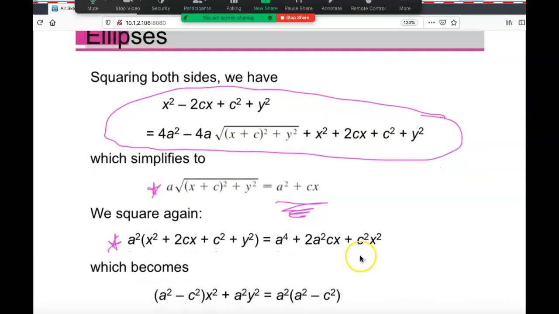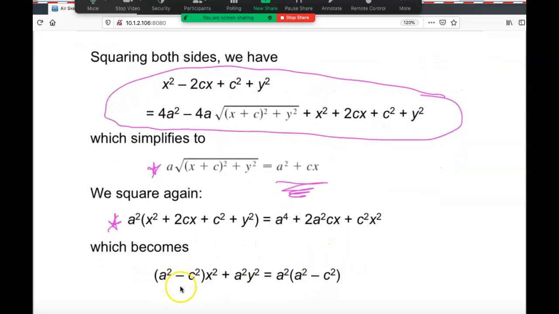And then again, combining like terms and simplifying, we get this. So we have (a squared minus c squared) times x squared plus a squared y squared equals a squared times (a squared minus c squared). All right, well, what we're going to do, remember that a and c are fixed constants. So what we're going to end up doing is dividing out all of a squared minus c squared from the entire equation.